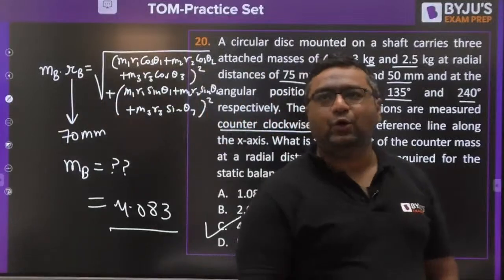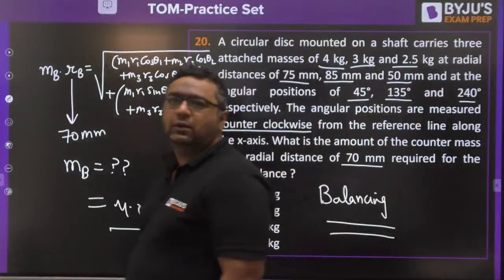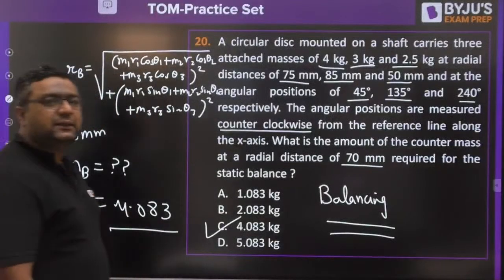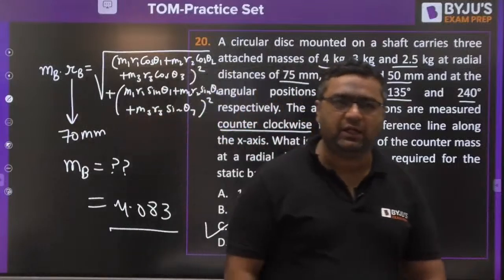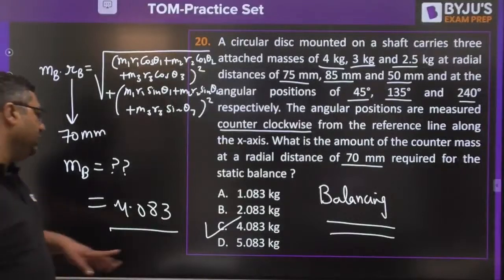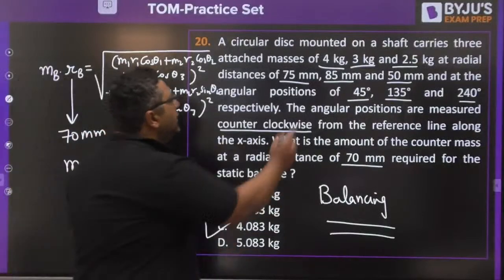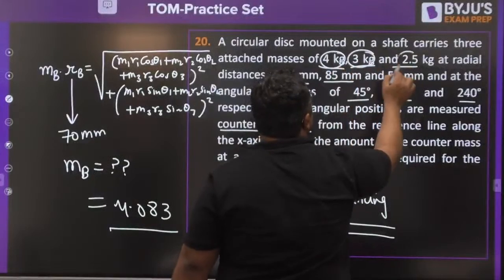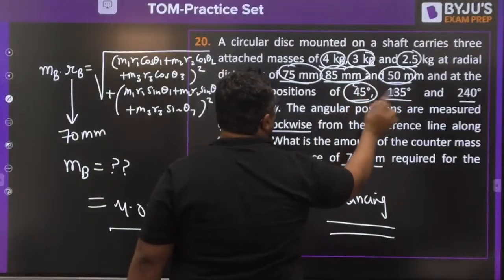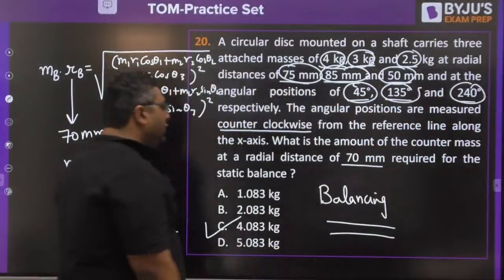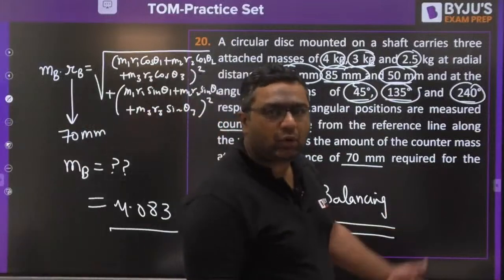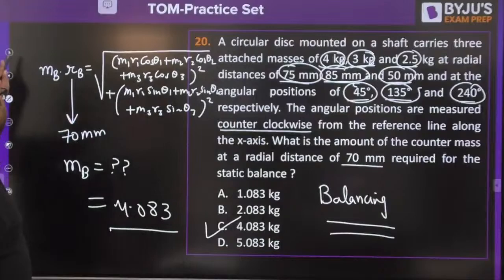I don't know how you got B, Midun, Rakshit, Amit. Maybe you made some calculation mistakes. Try to solve it again. The answer is going to be 4083. You just need to put in the values. This is M1, this is M2, this is M3. This is R1, this is R2, this is R3. This is theta 1, theta 2 and theta 3. This was a value-putting question. There was nothing more to describe.